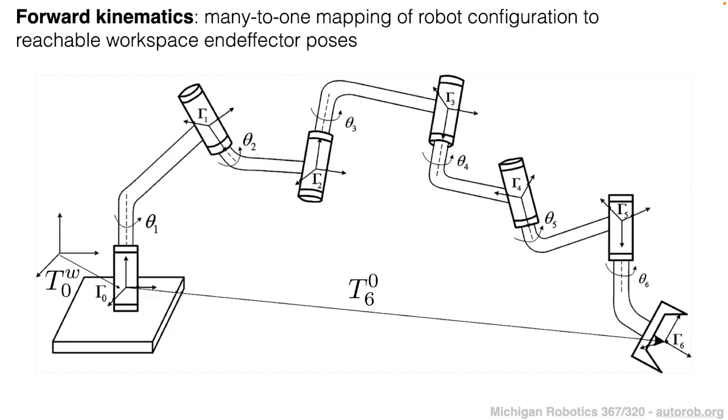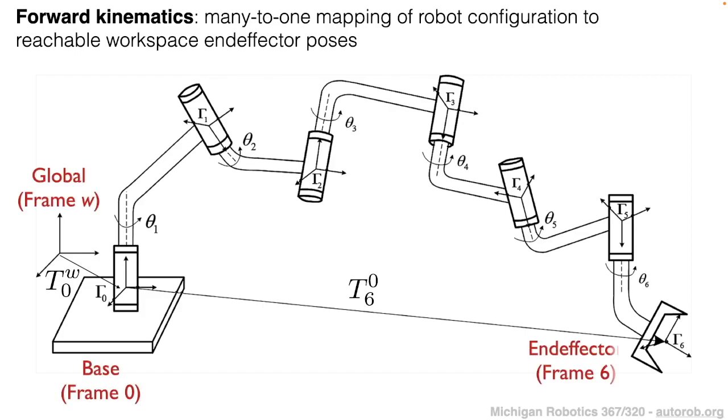Let's start by defining some notation that we're going to be using throughout this lecture and our discussion of forward kinematics. We're going to work through this particular figure. On the left-hand side of the screen, we have the global frame, which we denote by W. We can think about this as the origin of the world itself, the origin of all of our 3D space that we share with the robot.